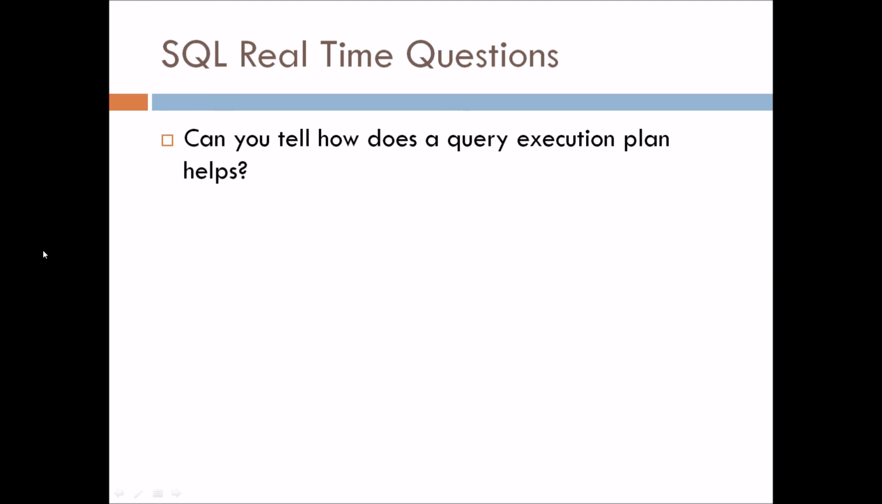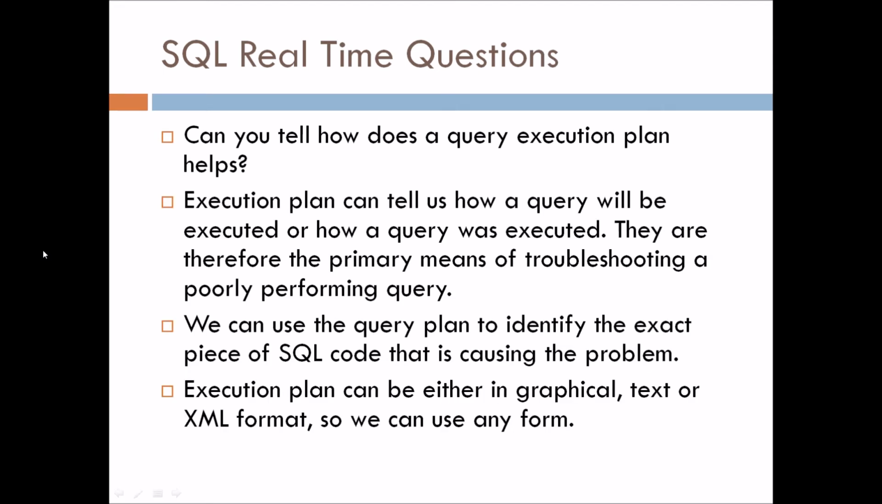Let's move ahead with the next question. Can you tell how a query execution plan helps? The query execution plan can tell us how a query will be executed or how a query was executed. They are therefore the primary means of troubleshooting a poorly performing query. What you can also add is that we can use the query plan to identify the exact piece of SQL code that is causing the problem. And lastly, the execution plan can be in graphical, text or XML format, so we can use either form. So in this way you have to answer this question.